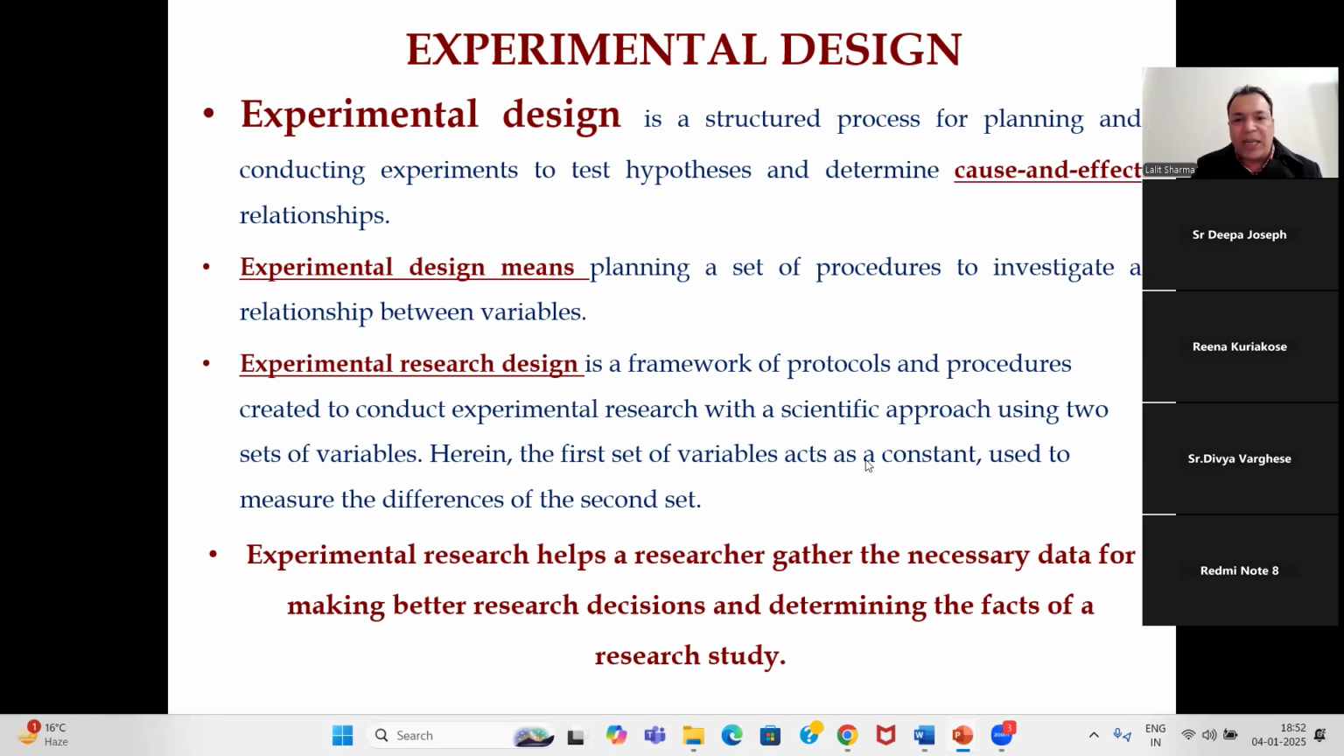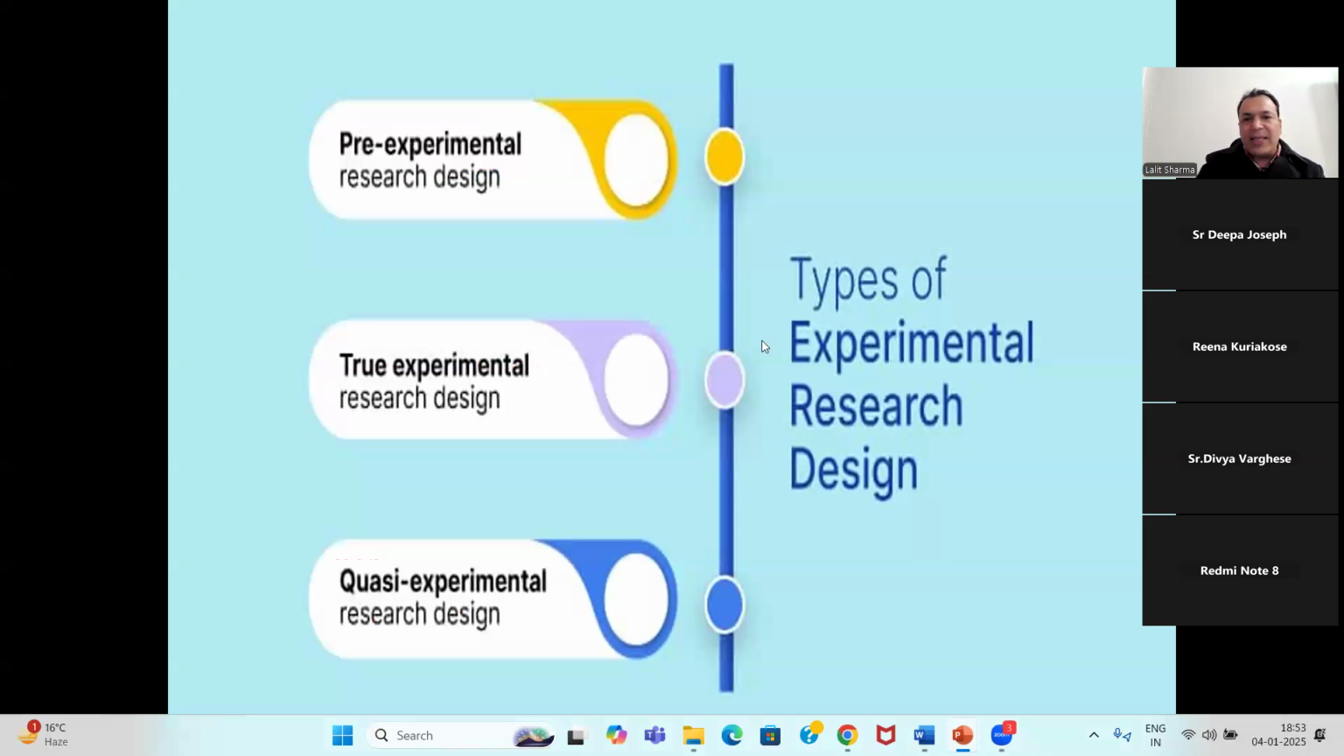Herein, the first set of variables acts as a constant used to measure the difference of the second set. In the last, experimental research helps a researcher gather the necessary data for making better research decisions and determining the facts of a research study, right? Now look, the types of experimental research design have come. Three types of experimental research design: pre-experimental, true experimental, and quasi-experimental. Okay, we discuss one by one, right?